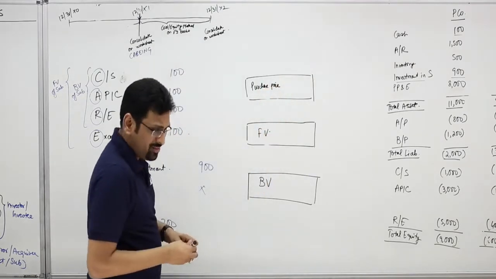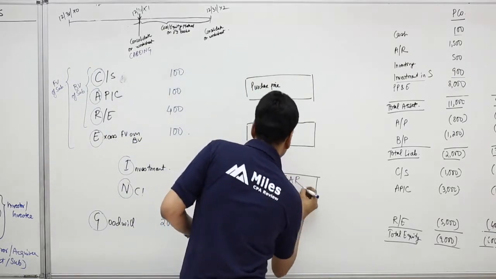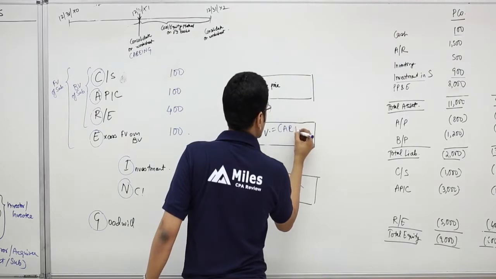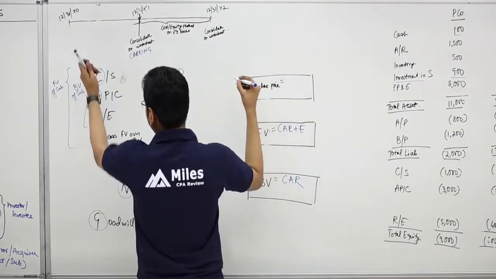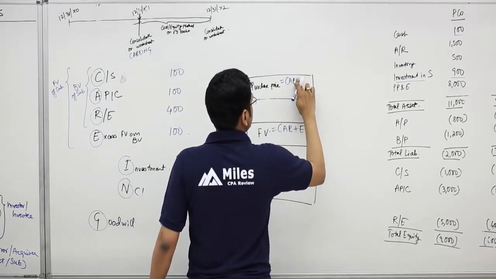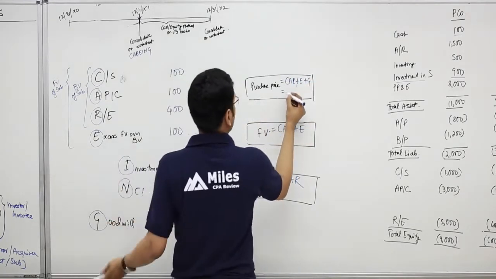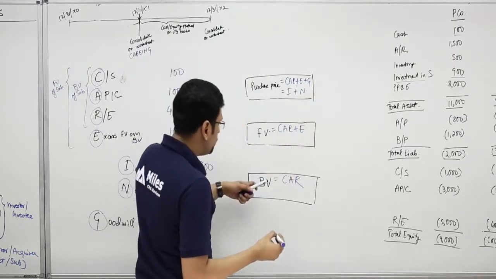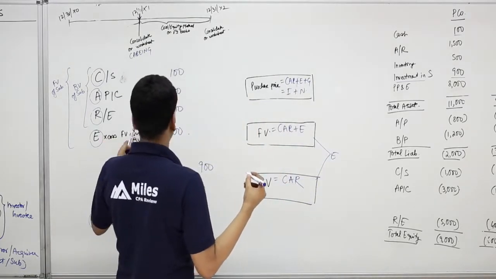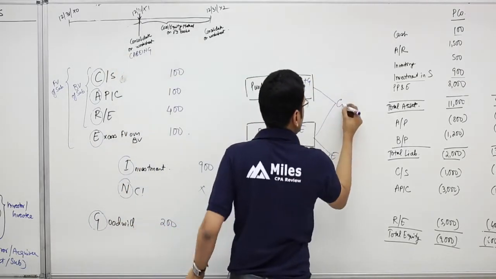So you could say the book value is CAR, or CA and R. The fair value is CAR plus E. The purchase price is CAR plus E plus G. Or this is also equal to the investment plus non-controlling interest. So between book value and fair value, the difference here is E, excess fair value over book value. Between purchase price and fair value, the difference here is the goodwill, G.